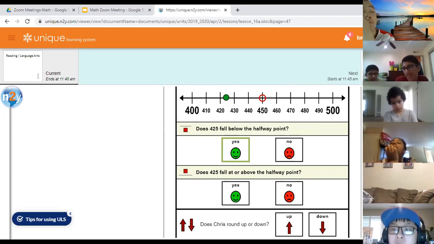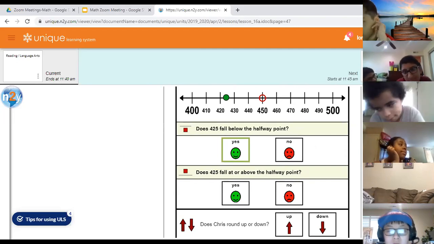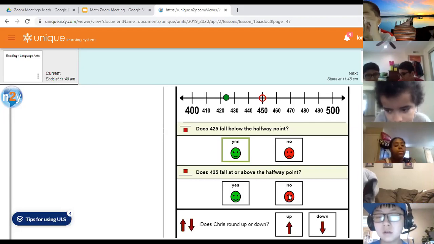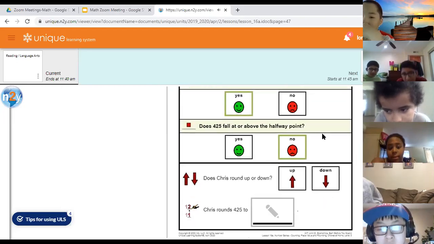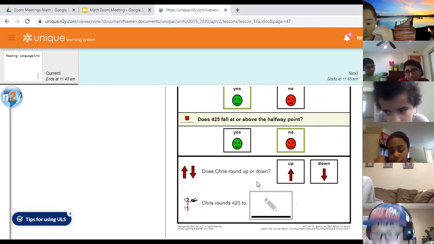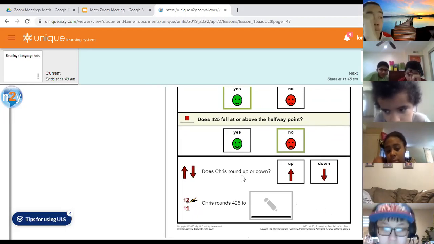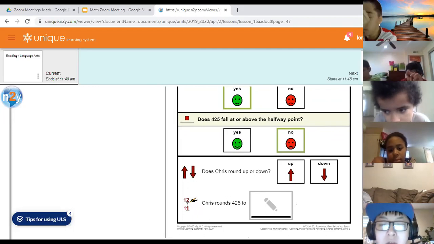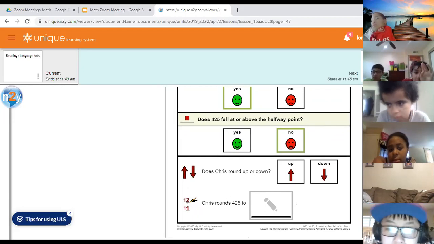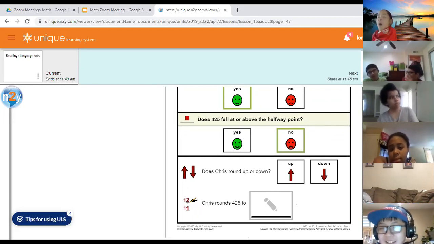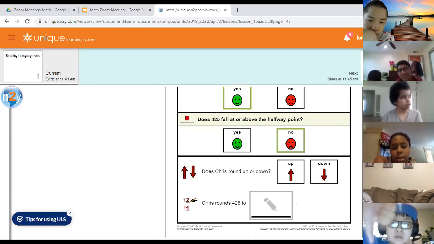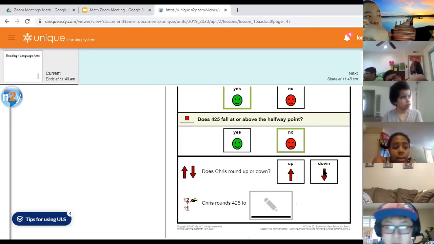Ethan. I cannot hear you, my dear. No? Okay, no. Now, Ethan, does 425 round up or down? If it is below the halfway point, do we round down or do we round up? Can you show me your finger? Down or up? Do we round up for 425? Down. Okay, we round down.